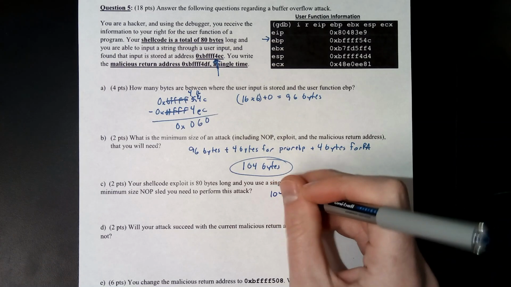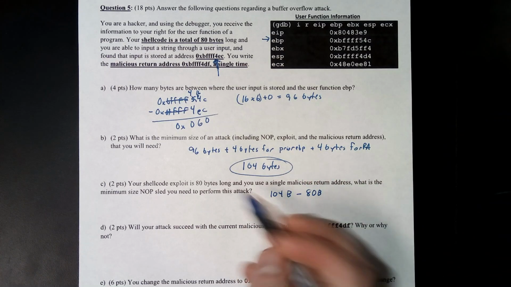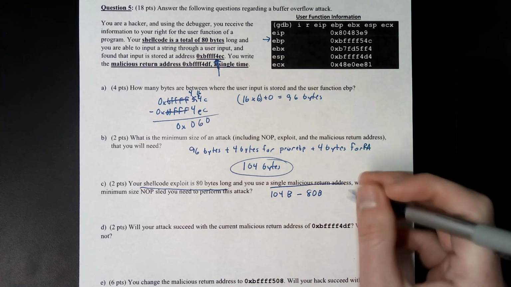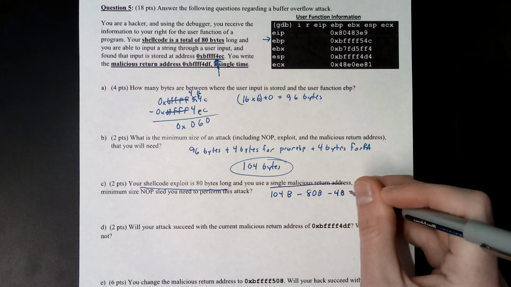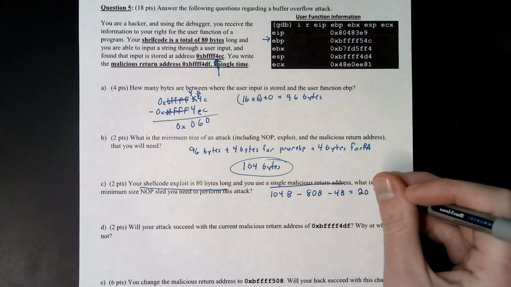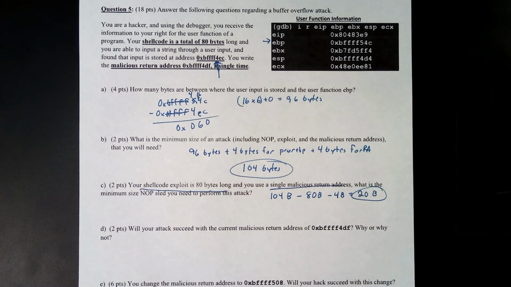We're going to use 80 bytes of that for the shellcode exploit, right? And then a single malicious return address is another 4 bytes. And so we're subtracting 84 out of 104. That means we need 20 bytes of NOP sled left over to perform the attack.